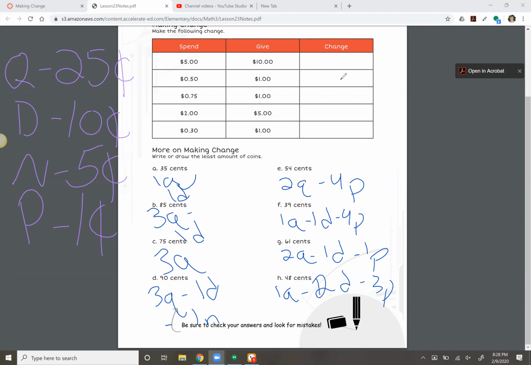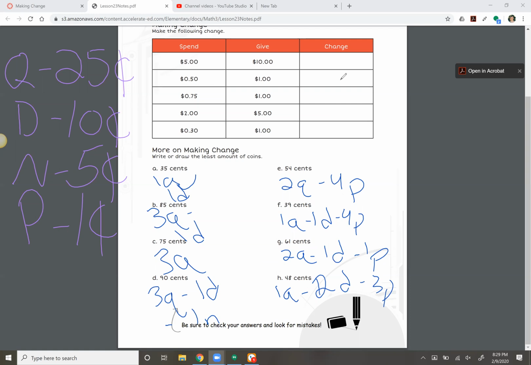75 cents, 25, 50, 75, that's 3 quarters. 90 cents, 25, 50, 75, that's 3 quarters. 85, that's 1 dime. 90, that's 1 nickel. So 75 plus 10 plus 5. 54 cents. 2 quarters, 25, 50. 4 pennies, 51, 52, 53, 54.